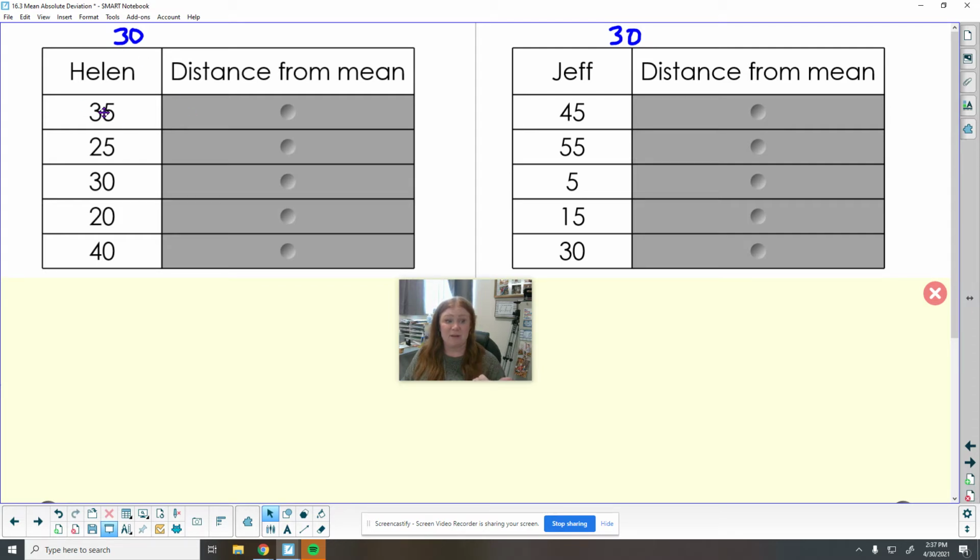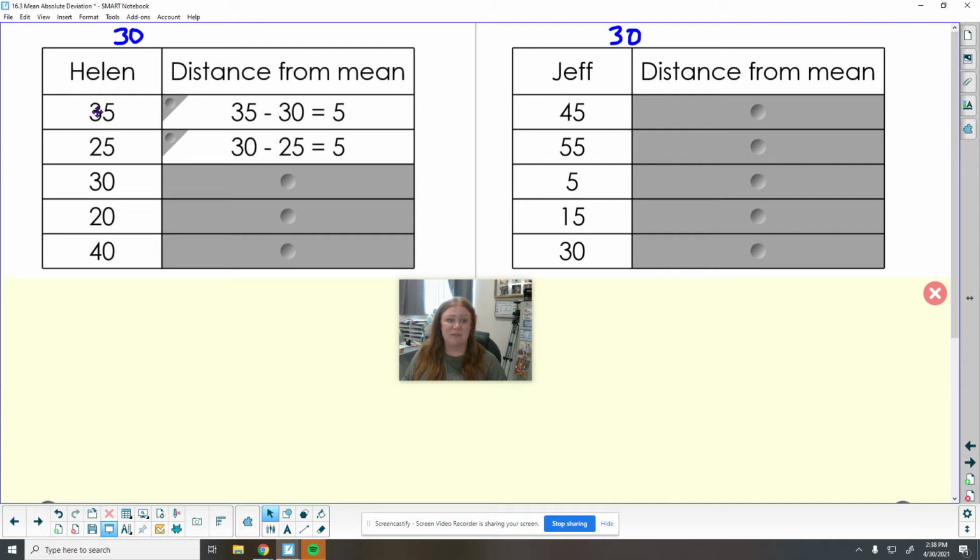So take the bigger number, 35 minus 30 is 5. So we'll always take that bigger number to give us a positive distance. An absolute value is always positive. So how far away is 25 from 30? 30 minus 25 is 5.